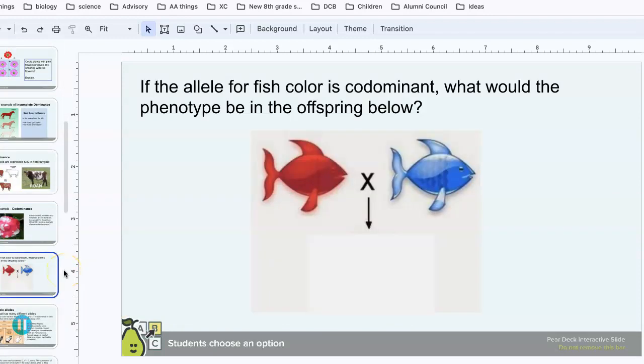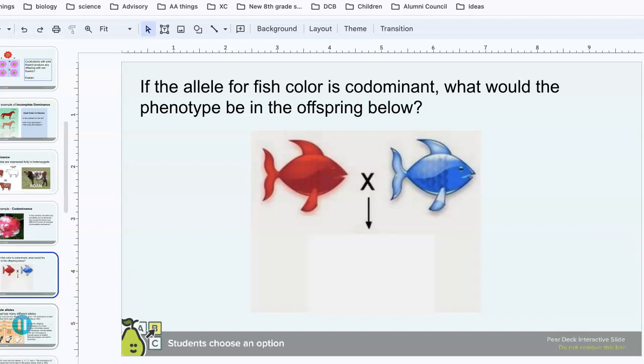So if we had the allele for fill color of red and blue, and if it was codominant, what would it look like? And I want you to think about that. And the answer is that it would basically be polka dotted, right? It would be blue and red. There is no dilution. It would not be purple.